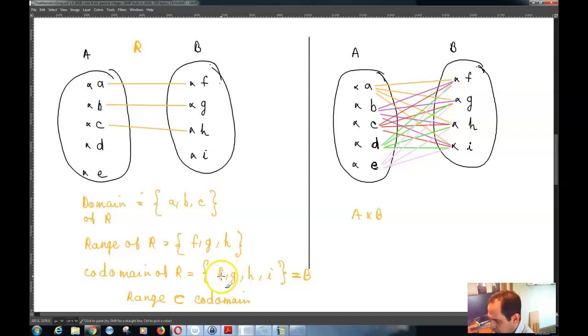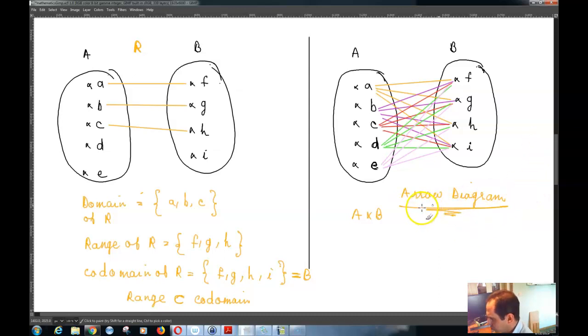Here you have F, G, and H. Here you have F, G, H, and I. Now, as a remark, a relation may be represented algebraically either by the raster method or by the set builder method. An arrow diagram is a visual representation of a relation. So this is an arrow diagram.